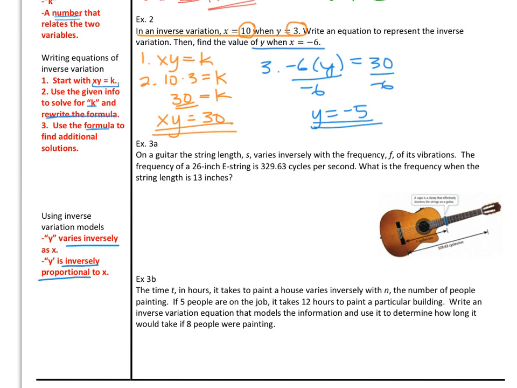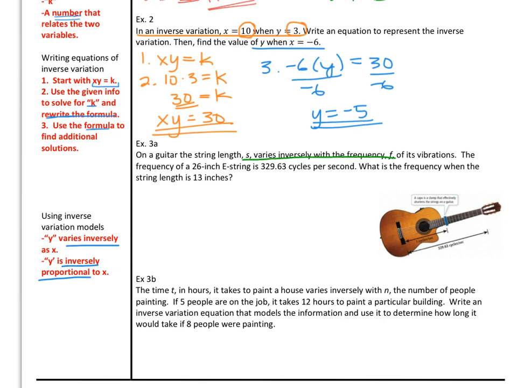For our next example, you are going to want a calculator, so make sure you have one of those ready. It says on a guitar, the string length S varies inversely with the frequency of its vibrations. So right out of the gate, we're given different variables from our template, but we know that they vary inversely. Please underline from S all the way over to F. S varies inversely with the frequency F. So string length varies inversely with the frequency of the vibrations they create.